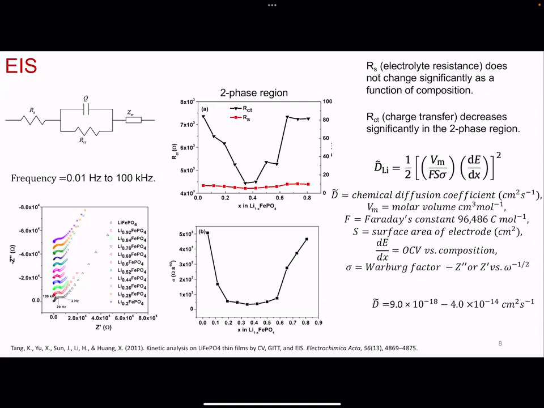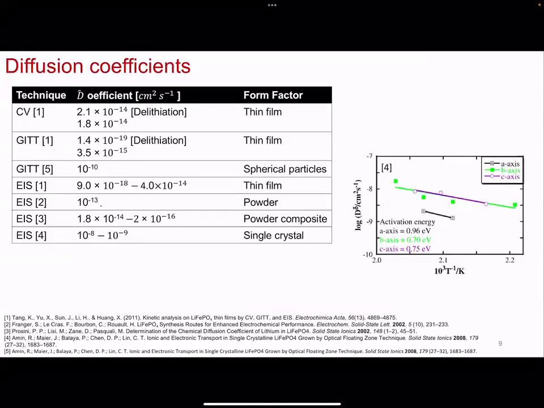Okay, and if you calculate it, you get this range based on composition. It's going to be somewhere between 10 to the negative 18 to 10 to the negative 14. Okay, that's a very wide range as well. Okay, so then let's take a look. The first source compares CV, GITT, and EIS. And there's a range between 10 to the negative 14 all the way down to 10 to the negative 19. And so this is a thin film geometry, okay?